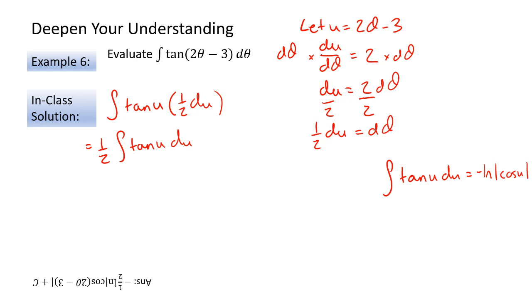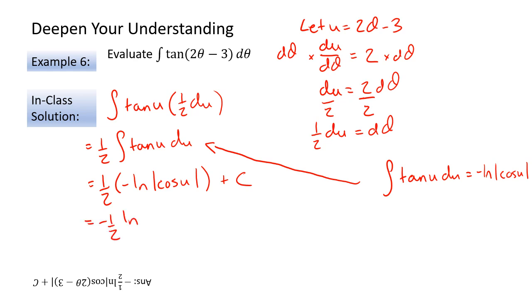Again, remember absolute value in all these cases, because the ln function is undefined when the value is less than 0 or equal to 0. So we can use that to find the corresponding integral, and we're left with 1/2 times the negative ln of the absolute value of cosine of u, plus a constant. Our last step is simply to substitute in the value of u. So we get negative 1/2 ln of the absolute value of cosine 2 theta minus 3 plus a constant.